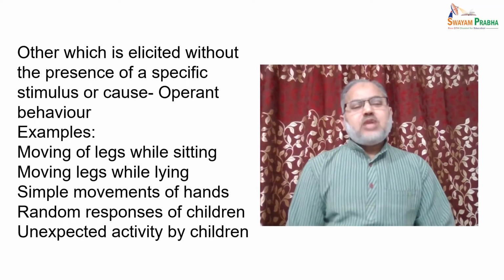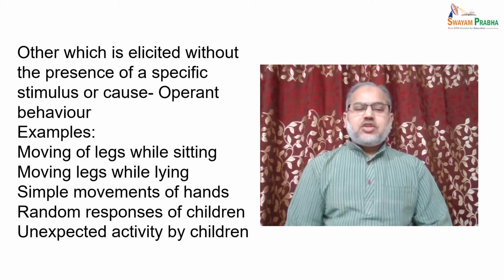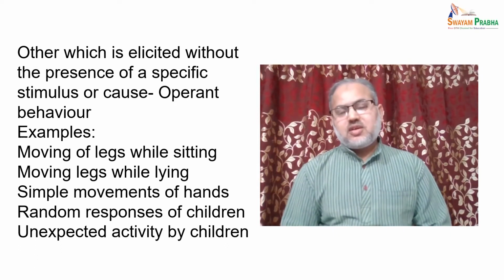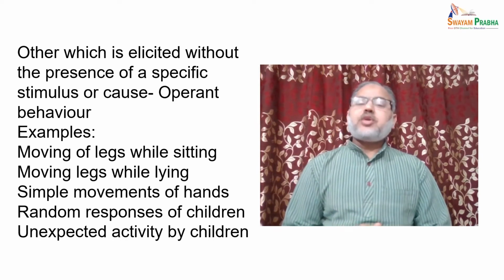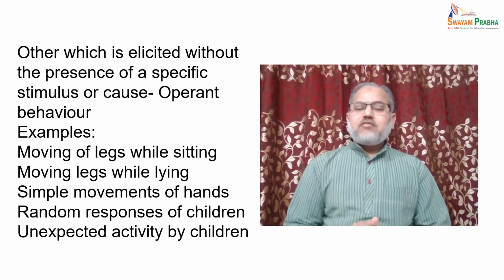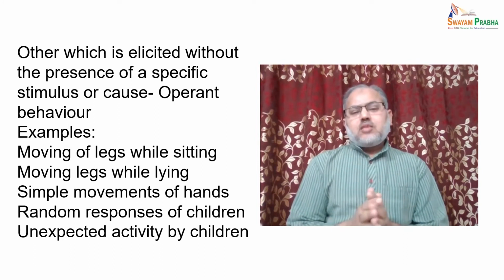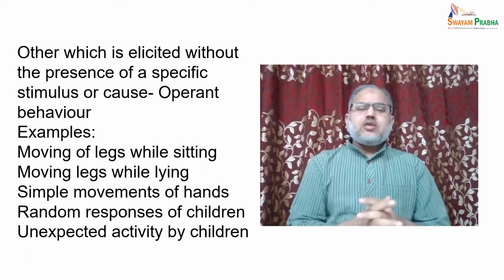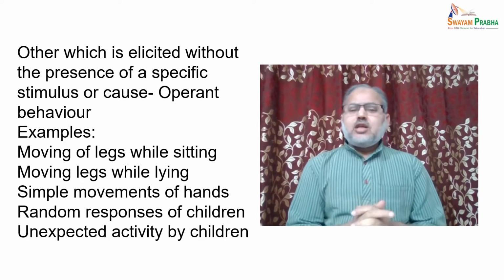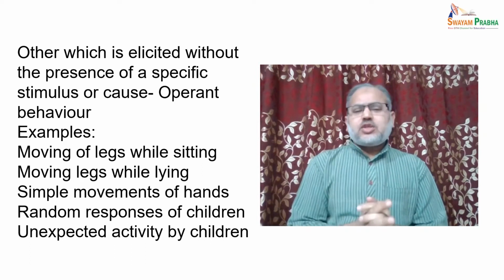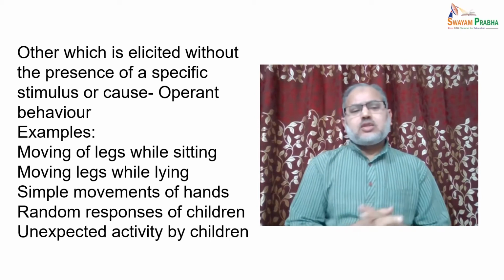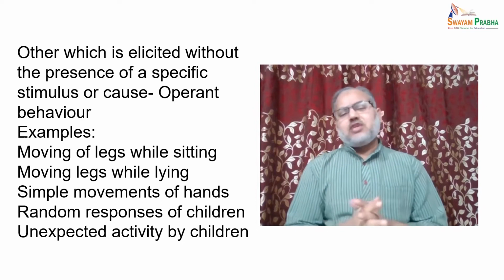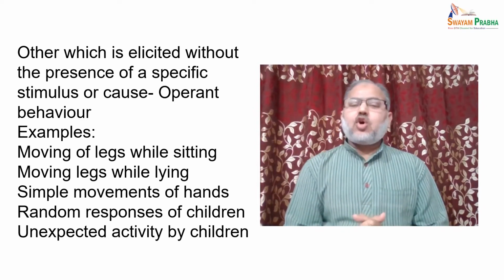The second type is behavior which is elicited without the presence of a specific stimulus or cause. These types of behavior are called operant behavior. It means the behavior is not because of a particular or specific stimulus. The behavior is shown or reflected in its own way without the presence of a particular stimulus or cause. So there is no particular or specific cause behind that behavior. All these types of behavior are called operant behavior.